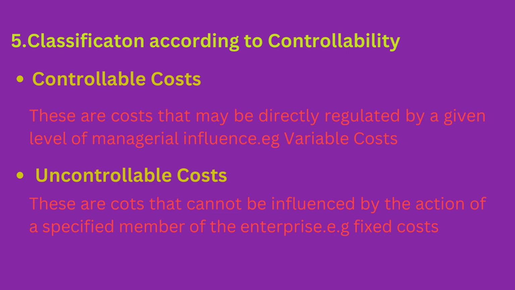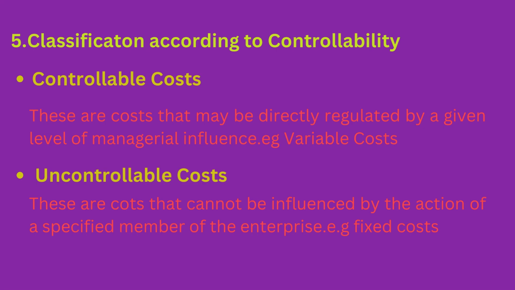The fifth class of costs is classified according to controllability. In this class, we have two types of costs also. There is the controllable cost and the uncontrollable costs. Controllable costs, just as the name suggests, are costs which can be controlled to a certain level. These are costs that may be directly regulated by a given level of managerial influence. For example, we have the variable costs. In variable costs, we have, for example, the labor costs. We can control the cost which we will incur for labor of production of a certain product.